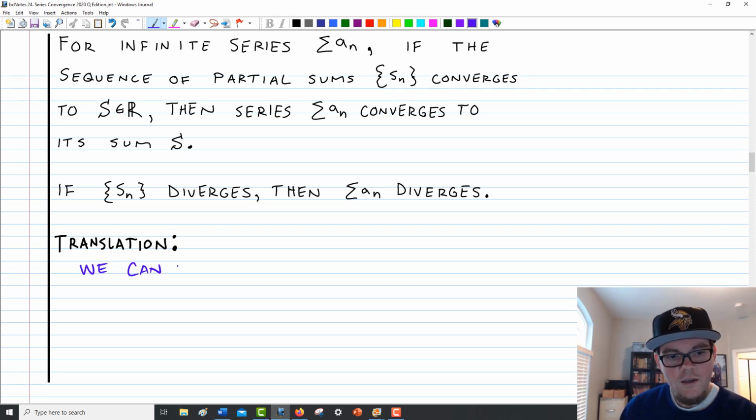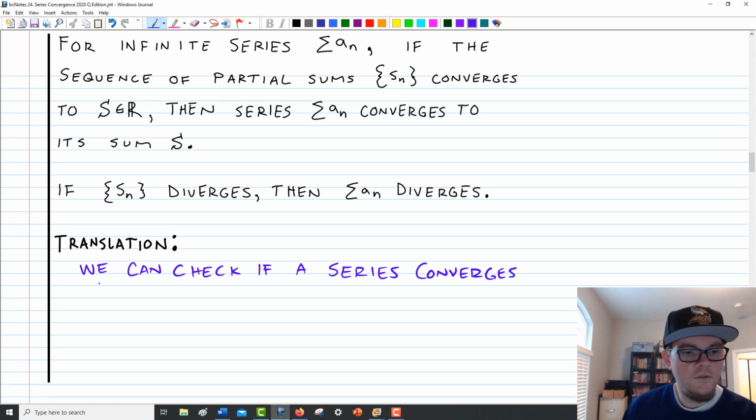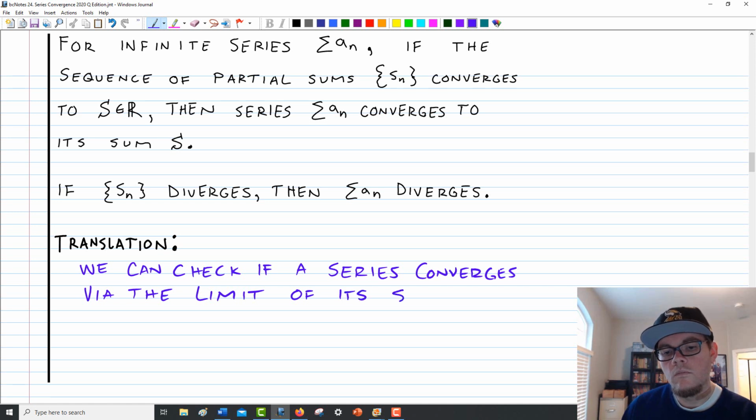in other words, you can check if a series converges. So again, I probably should have written this ahead of time, but here we are. You can check whether a series converges via the limit of its sequence of partial sums. So in other words, the sequence of partial sums is a really powerful tool to determine information about whether a series converges or diverges.